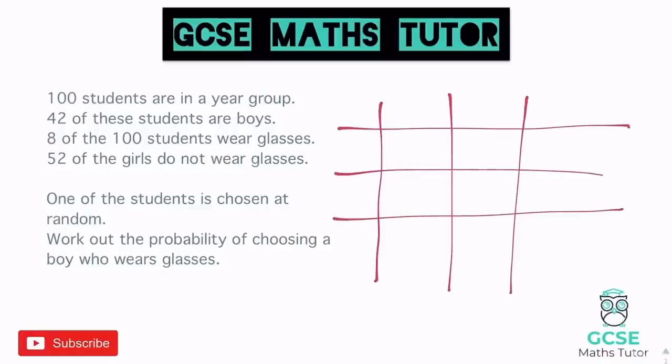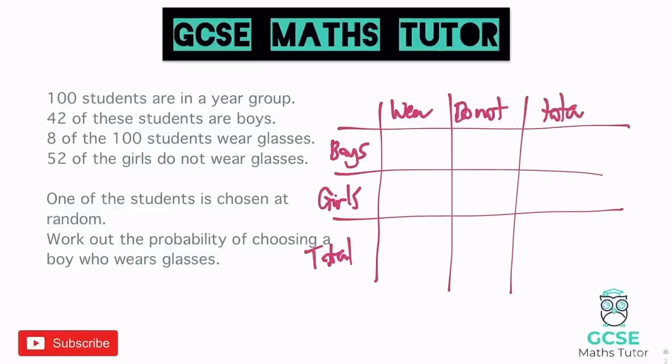So we could have boys and girls on the side. Again, you could have them at the top, but I'm going to put them to the side. And then you've got a total down the bottom. And then we've got whether they wear or do not wear glasses. And again, we've got a total here. So all I'm going to do is put the numbers within the question. We've got 100 students in the year group. 42 of them are boys, 8 out of 100 students wear glasses, so 8 students here wear glasses, and 52 of the girls do not wear glasses, so 52 just here.